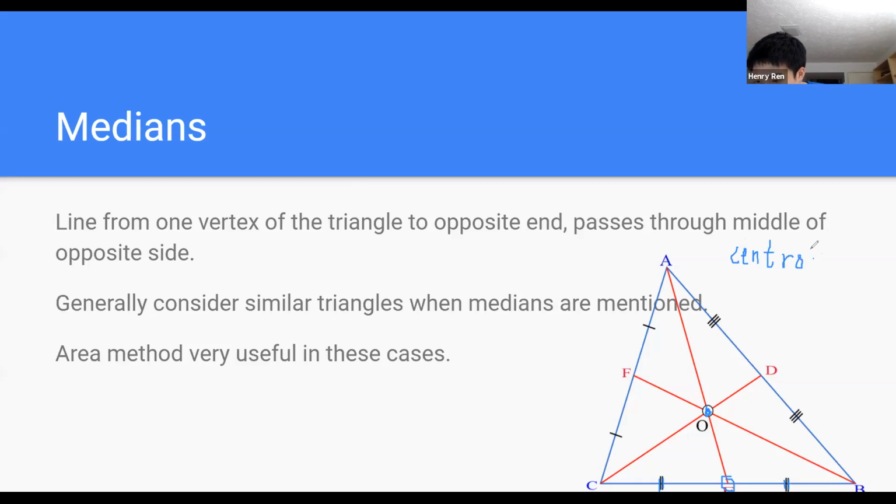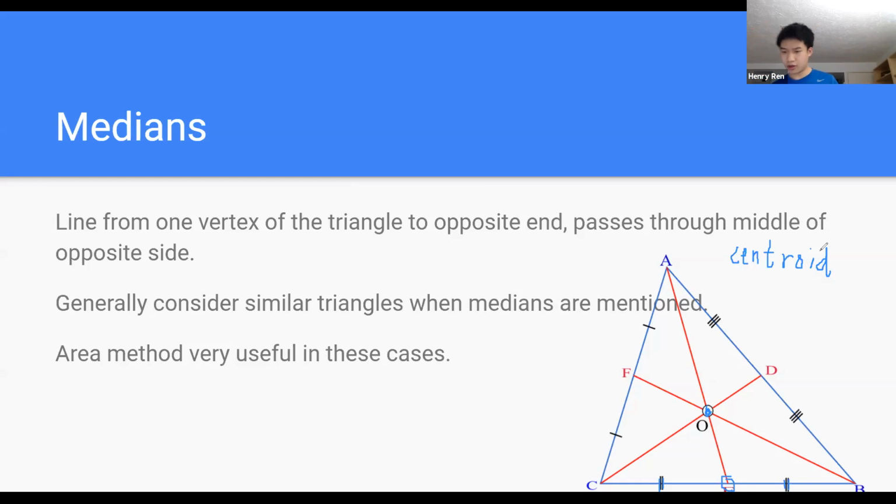What's special about the centroid, especially in physics, is that it's the center of gravity or the center of mass. What that means is if I were to have a triangle and I drew this, and if I knew where the centroid was, I could put my finger on it and it would balance perfectly. But I don't have a triangle to prove that right now. Whenever medians are mentioned, you're pretty much going to have to deal with similar triangles because you're creating separate angles.